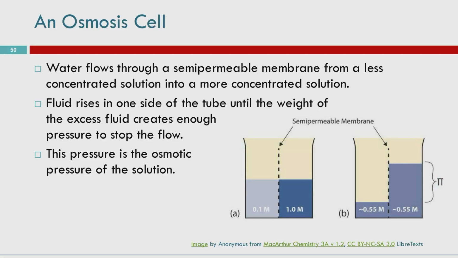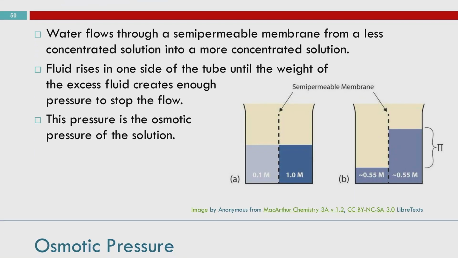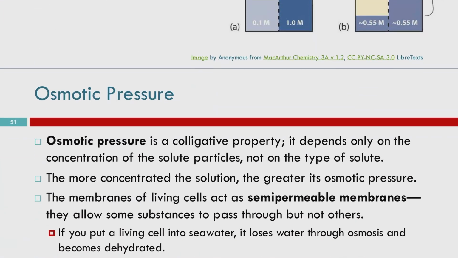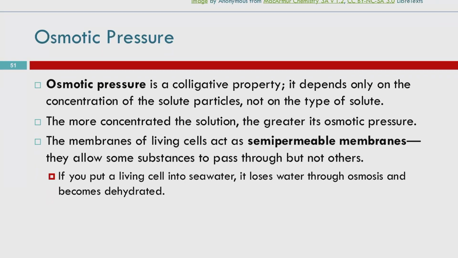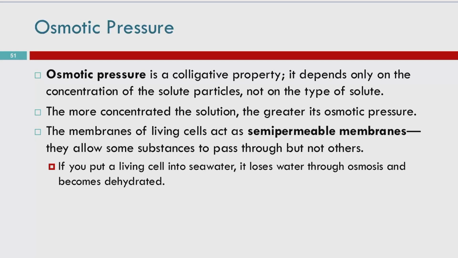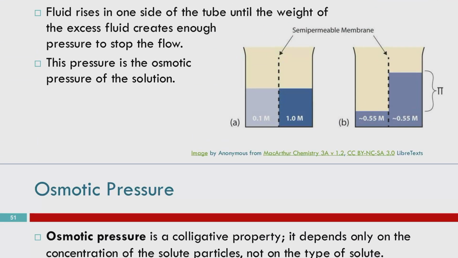It's actually pi, and we would call it the osmotic pressure of the solution. That's also a colligative property. It only depends on concentration. The more concentrated the solution, the greater its osmotic pressure. So this water on the right side would get higher if it had started off at a higher concentration.